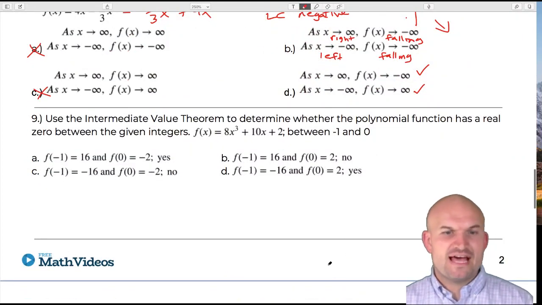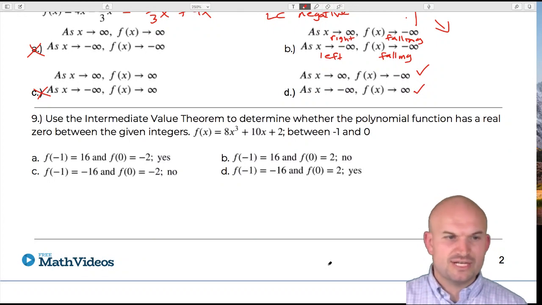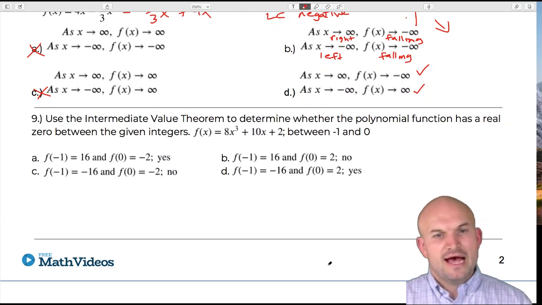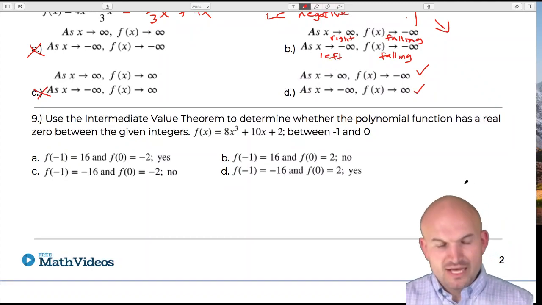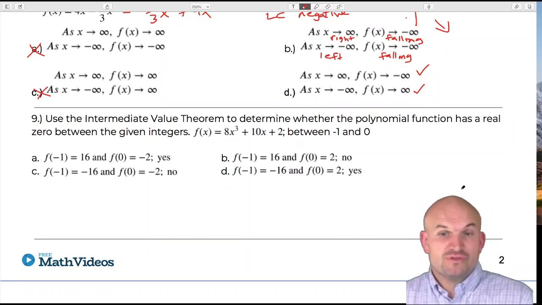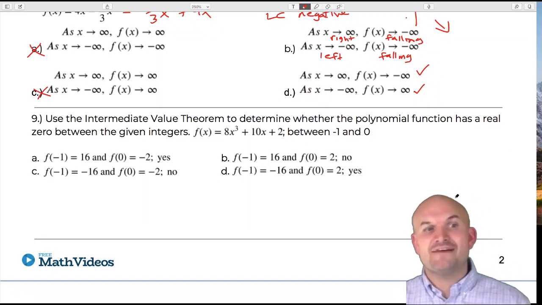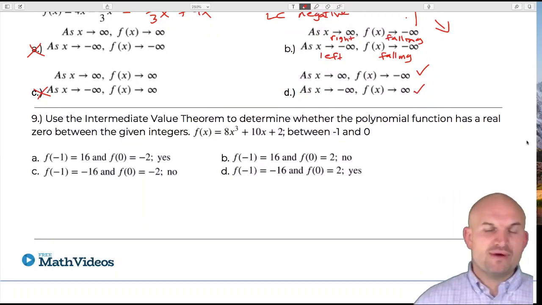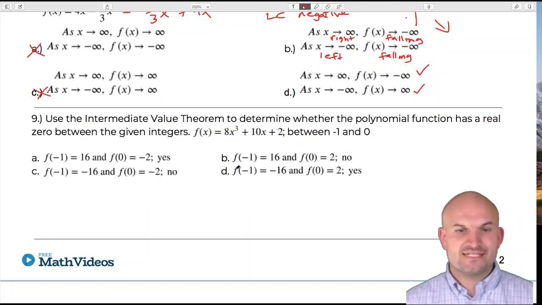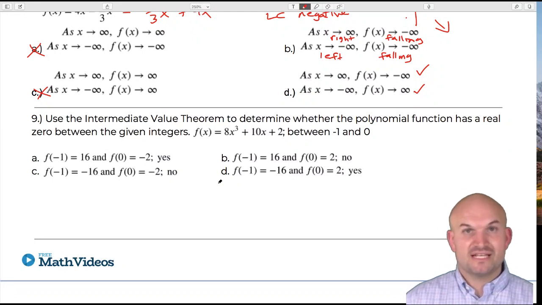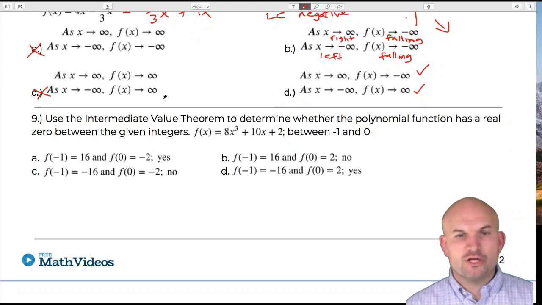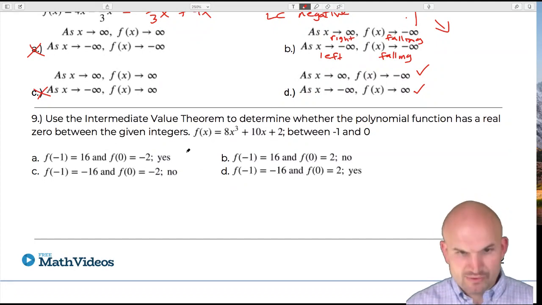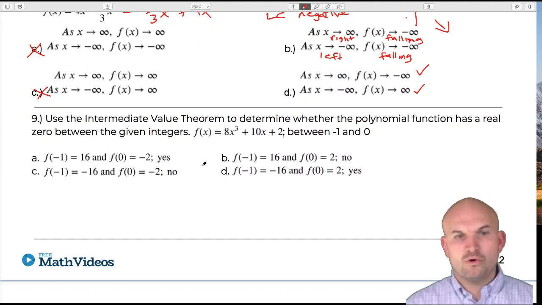All right, last example on the quiz. We use the intermediate value theorem to determine whether a polynomial function has a real zero between the given integers. f of x equals 8x cubed plus 10x plus 2 between -1 and 0. So basically it's asking us, in the interval -1 to 0, does the polynomial function have to cross the x-axis? We can show that by determining if we have values of this polynomial where one is positive and one is negative. And because we have a polynomial function that we know is continuous, there are not going to be any breaks, holes, or jumps.